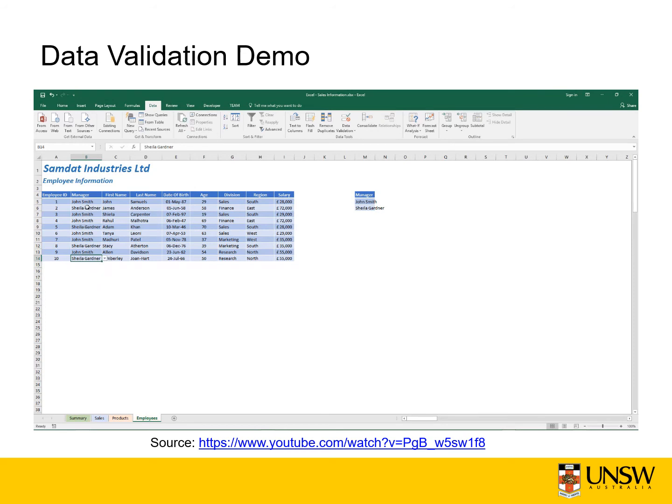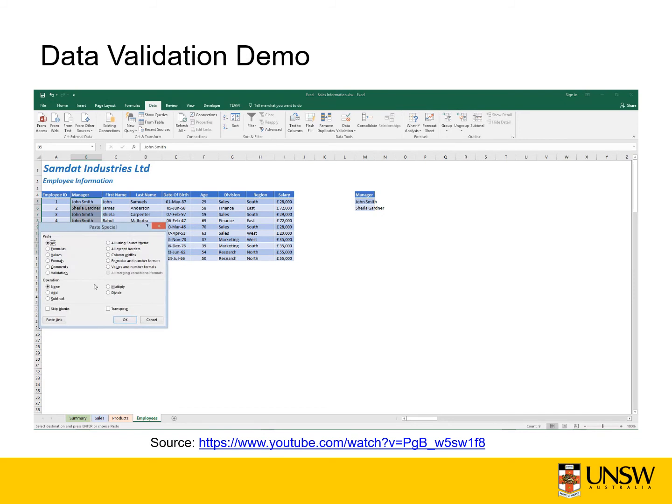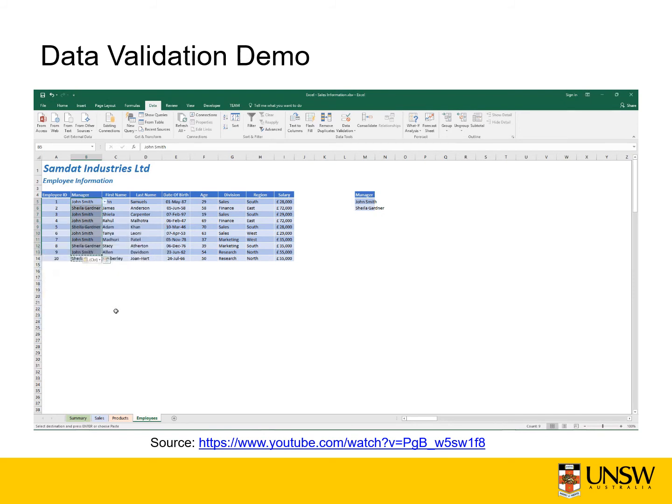If I want to apply this list to the existing cells, I can just right click, copy, highlight those cells, right click, paste special, and choose validation. Just like that, and now they all have that drop down list. And it's important to remember that when you do this, you can't delete that list on the right hand side, otherwise it will affect the drop down list.